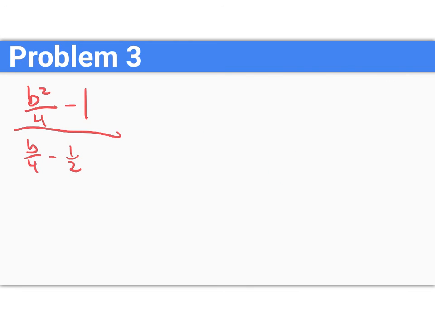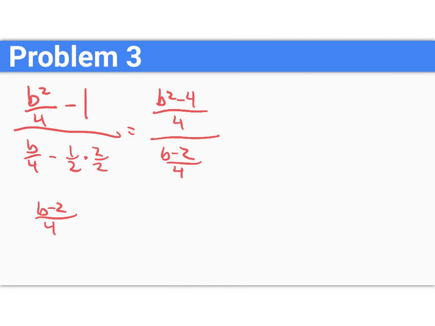All right, so let's look at our third problem. We got b squared minus 4 over 4 divided by, okay, so how do we make the bottoms the same? We multiply this one by 2 over 2. So you got b minus 2 over 4 over b minus 2 over 4. So you get b squared minus 4 over 4 is a difference of squares. You get b plus 2, b minus 2 over 4 divided by b minus 2 over 4.